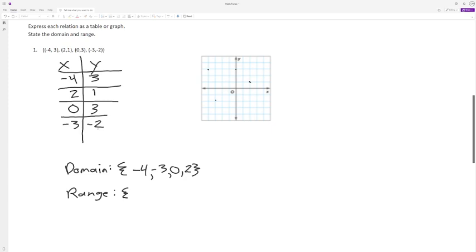So we're going to start with the most negative, and that is -2. The next number is 1, then 3, and we have 3 again, so we're not going to repeat it. So we have -2, 1, and 3. Let's take a look at the next one.